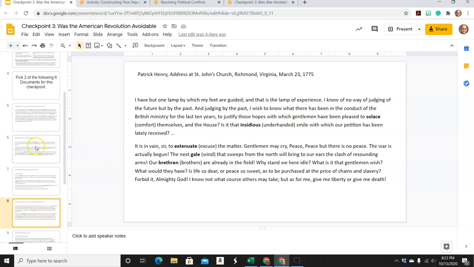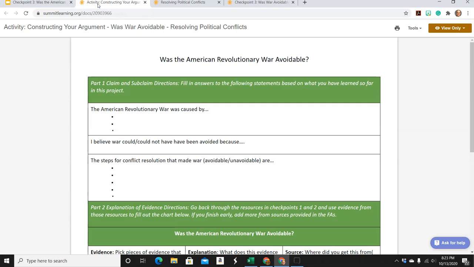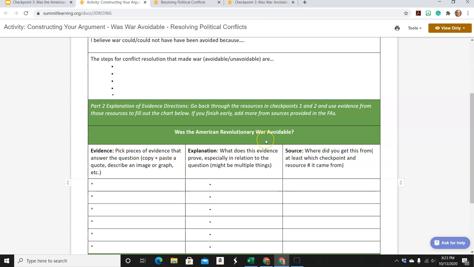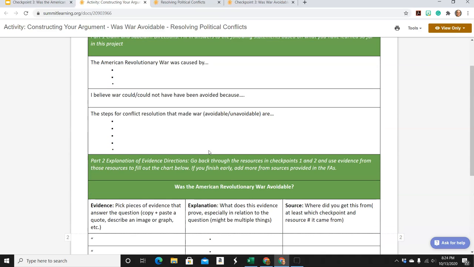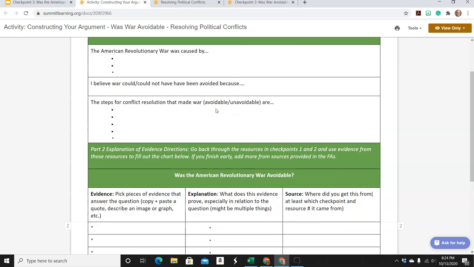So then how do you do this checkpoint? We have to go back to constructing your argument. Let's say you believe that war could not have been avoided because the colonists were wanting self-rule. You can say something like that. Was the American Revolution avoidable? Now in this box, you're going to put your evidence. In this first box here, you're going to put your quote. In the middle box here, you're going to explain how the quote supports your claim. Do you think the war was avoidable or not?